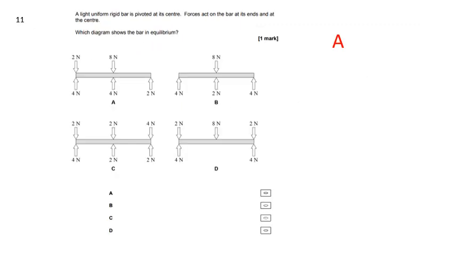This one here, which is in equilibrium. To be in equilibrium, the forces have to balance and the moments have to balance about any point. Looking at the forces first, on the first diagram, we've got 10 newtons downwards and 10 newtons upwards, so that's okay. Second diagram, 8 newtons downwards and 10 newtons upwards, so no. The third diagram, 8 down and 8 up, that's okay. The fourth one, 12 down and 8 up, so that's rubbish. So it's either A or C.